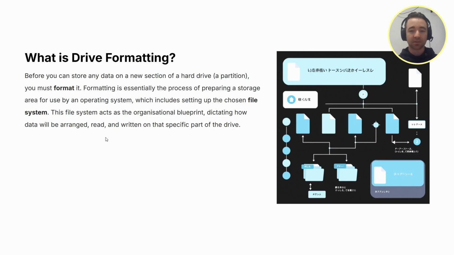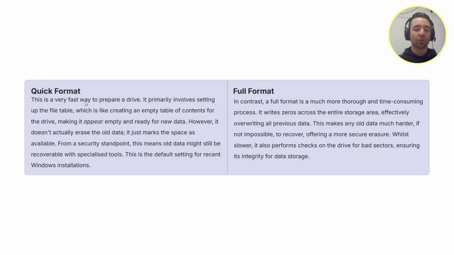But there's different types of formatting depending on what our goals are. The first one is a quick format. So this is a very fast, very efficient way to prepare a drive. It primarily involves setting up the file table. It's kind of like creating an empty table of contents for the drive, making it look like it's empty and ready for new data, but in reality, it doesn't actually completely erase the old data. It just marks that space as available. From a security standpoint, this means that old data might still be recoverable. So if someone gets their hands on your drive, they can still kind of do some little tricks to access that data that looks like it's gone, but is actually still there. So it's quick and effective, but is not the most secure because it still leaves some of that remnant data behind.